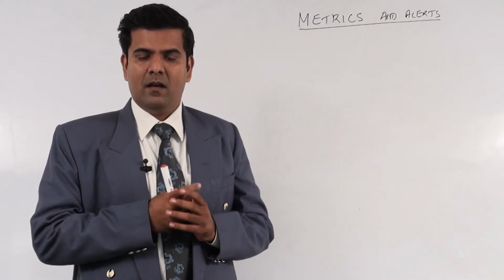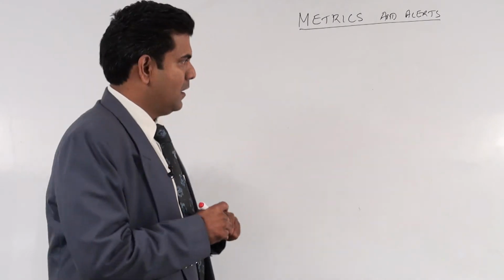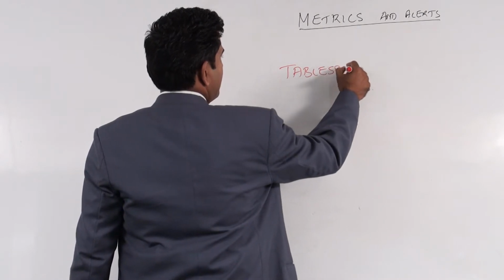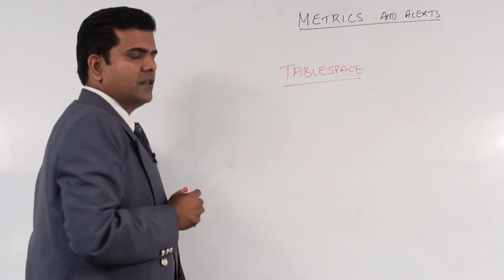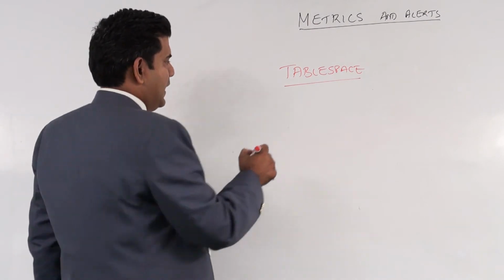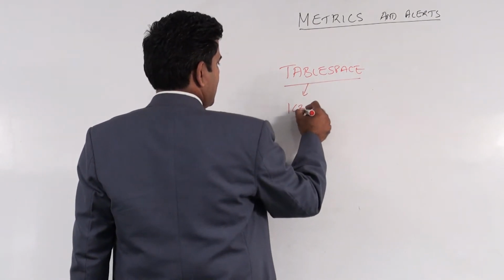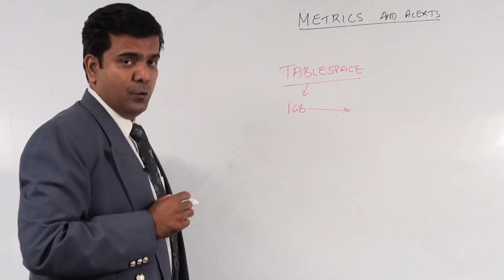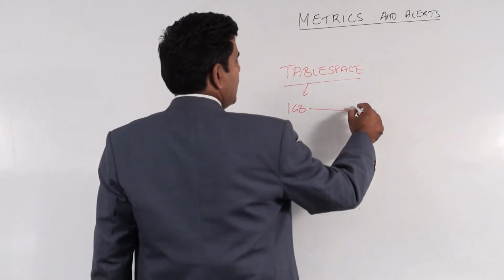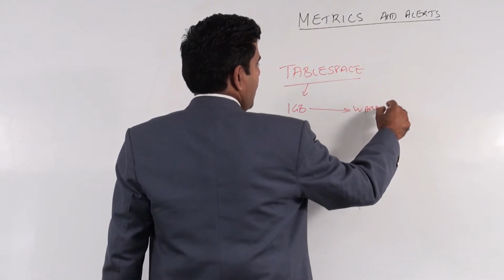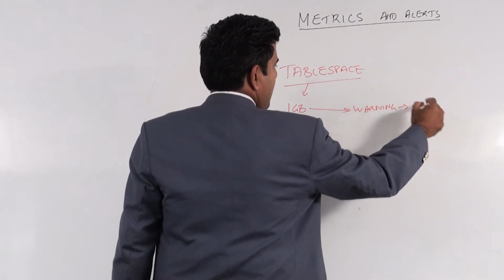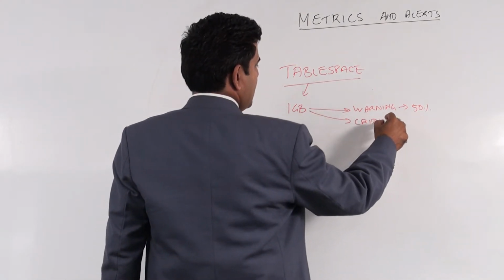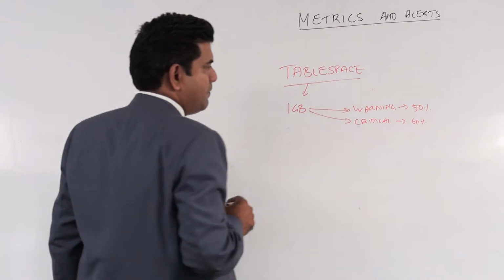At a very simple level, for us to understand this concept better, let's say we want to monitor the space usage in a tablespace, and let's say we have created a tablespace with 1 GB of space, and I want to monitor how much of it is used. I would like to get a warning alert when 50% is used, and I would like to get a critical alert when 60% is used.